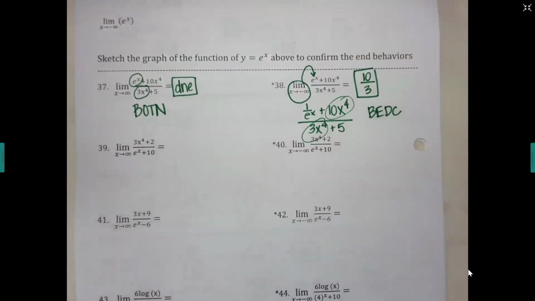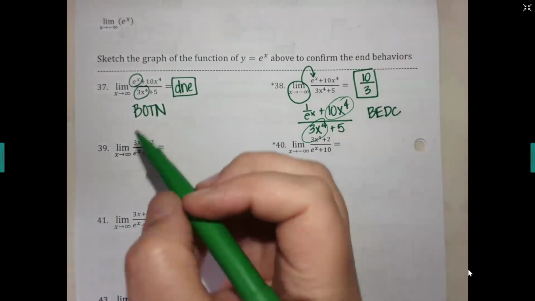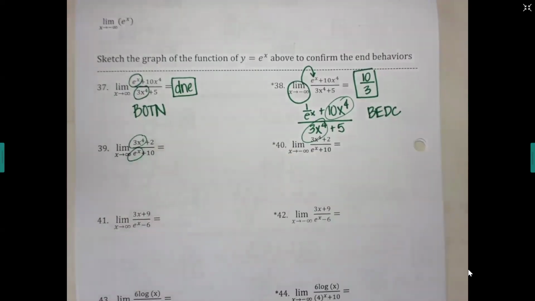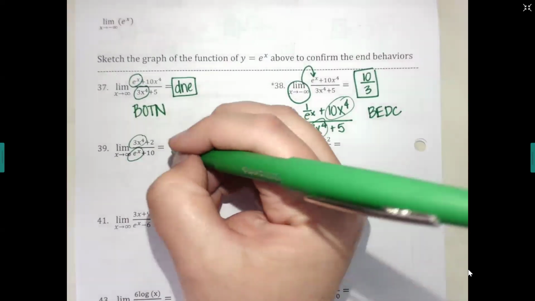Okay, next row. We have, what's the biggest thing on top? Circle it. 3x^4. What's the biggest thing on bottom? Okay, who's bigger, top or bottom? That makes it a 0 or a bobo. Very good.